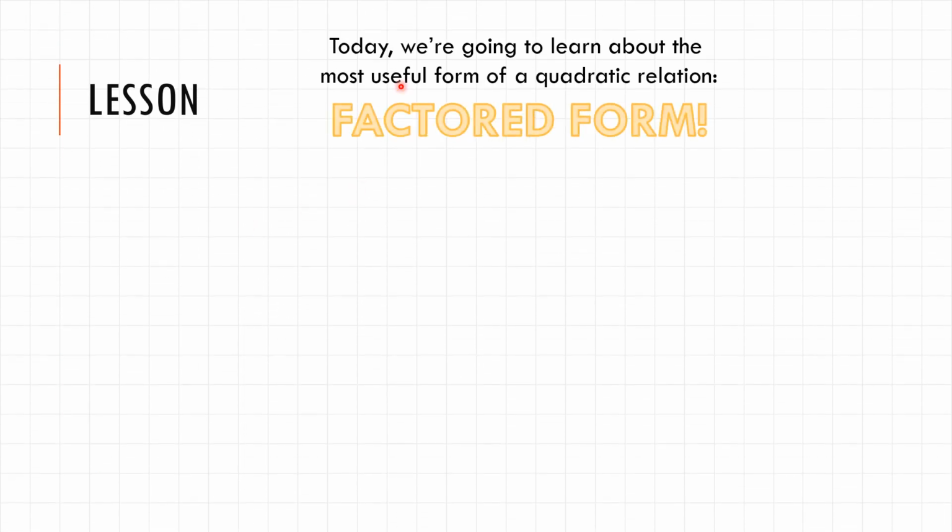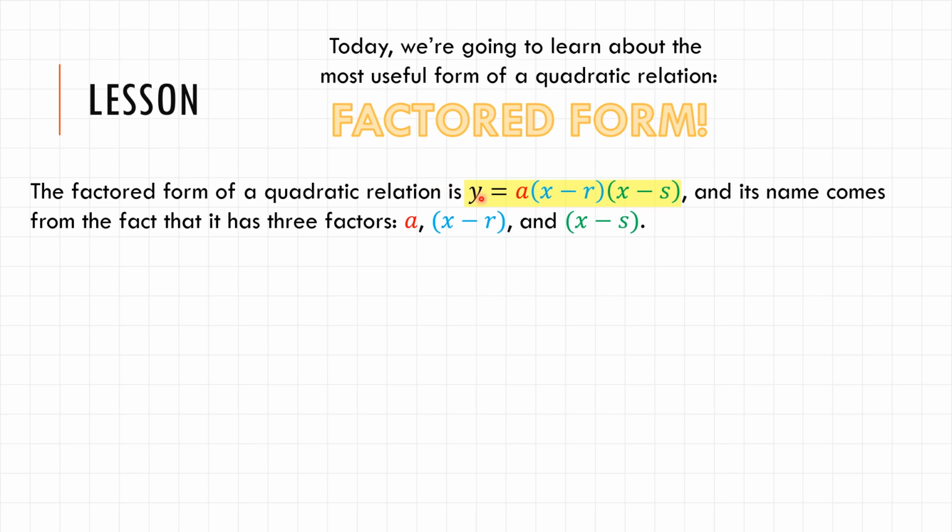So today we're going to learn about the most useful form of a quadratic, well, most useful in my opinion, factored form. Okay, the factored form for a quadratic is a times x minus r times x minus s, and its name comes from the fact that it has three factors, right? A times x minus r times x minus s. These two, even though they are expressions that have subtraction in them, they are still factors in that they are all being multiplied together.